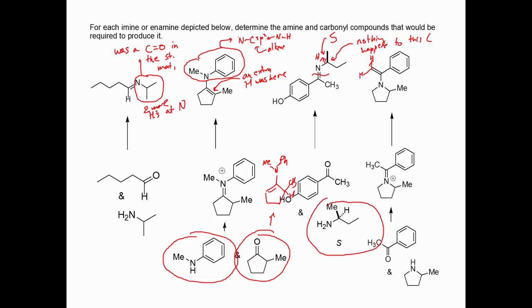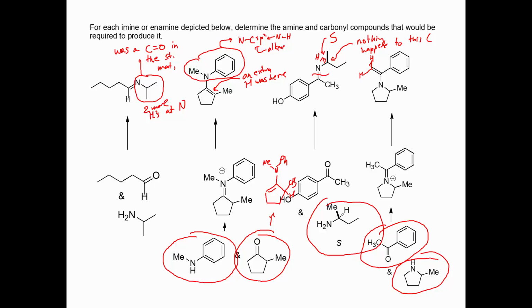Okay, so there's our iminium salt precursor, and we would eventually need the methyl ketone and this particular enamine right here. Okay? Sorry, that particular secondary amine.